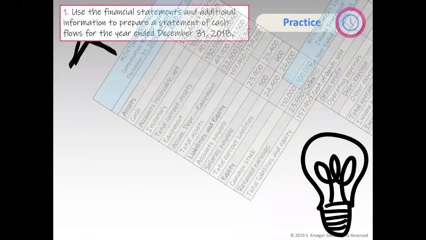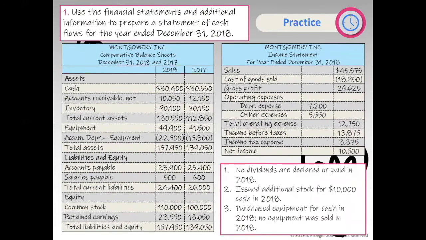Let's work on our example. We will be using this information for the other topic videos as well. Use the financial statements and additional information to prepare a statement of cash flows for the year ended December 31st, 2018. Right now, we're only going to prepare the operating section. As you can see, we have a comparative balance sheet that has last year's and this year's numbers. We have an income statement and we have some additional information.